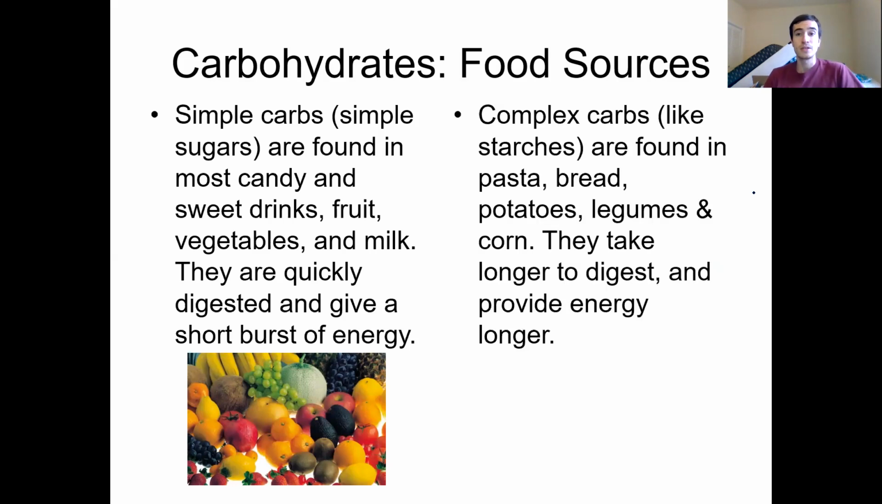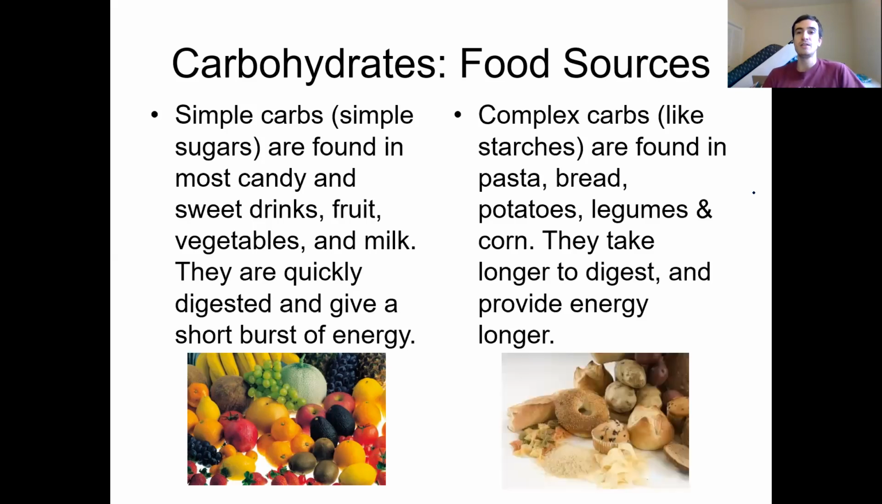More complex carbs come in the form of starch. These are things that you find in bread, pasta, potatoes, stuff like that. So it takes a longer amount of time to break down, and they provide a longer, more sustained release of energy. So carbs are our energy source. They're made up of simple sugars, and we can get the simple versions of them in things like candy and fruit, and the more complex starchy versions from pasta and bread.